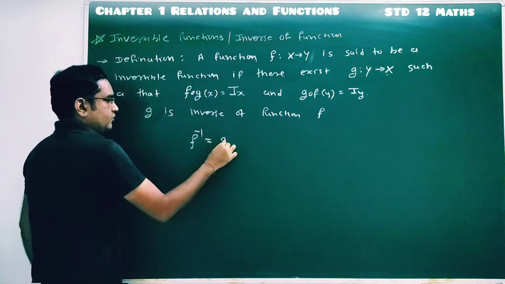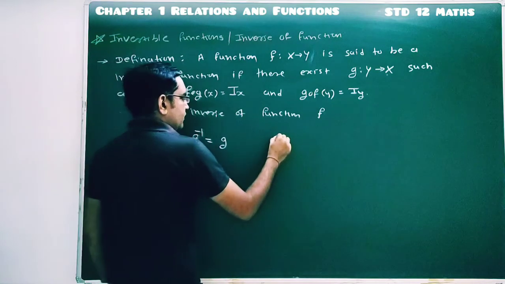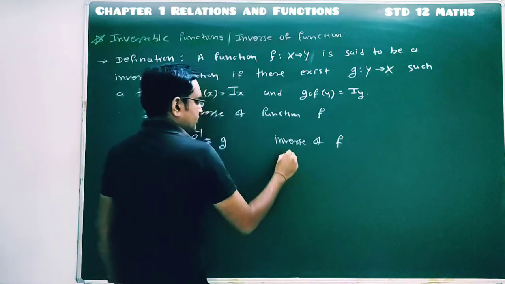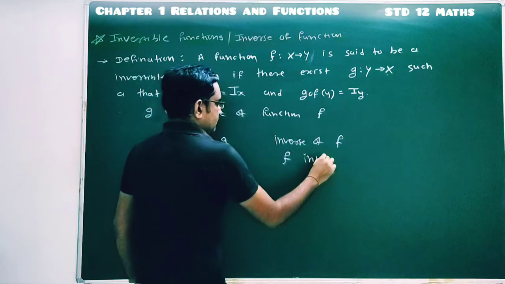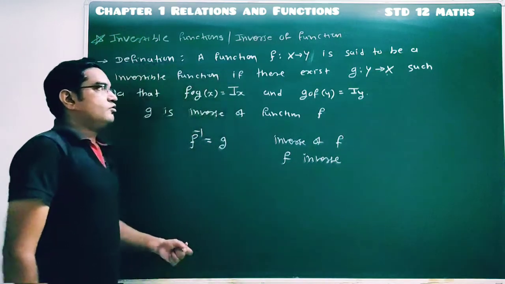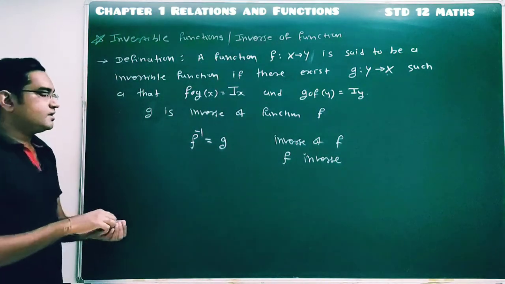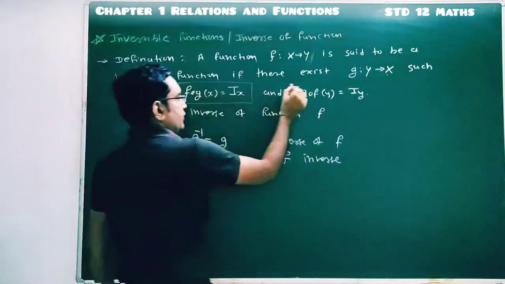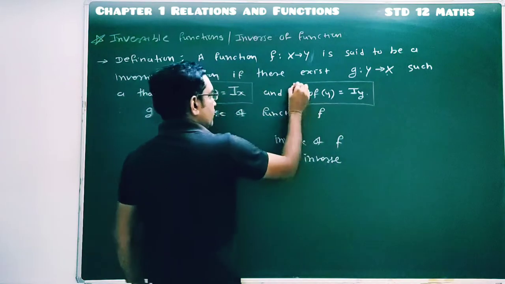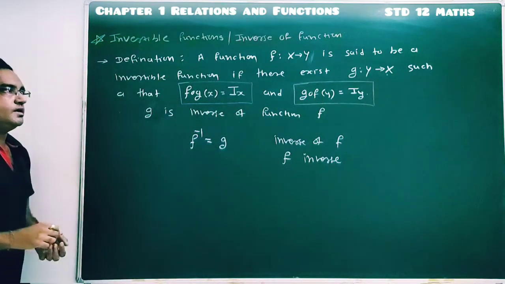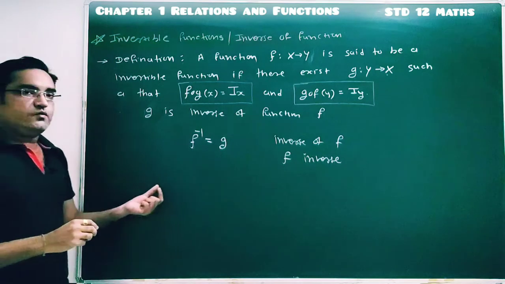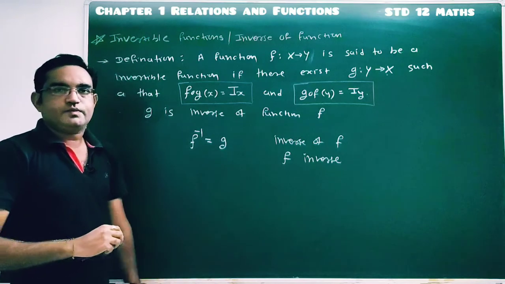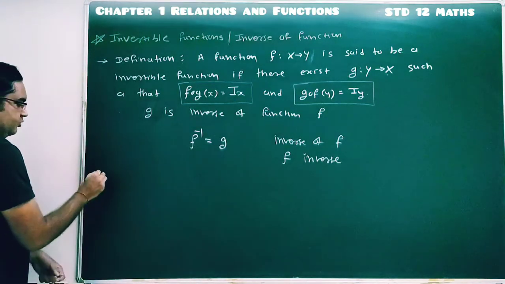So that function g is known as the inverse of function f, which can be written as f inverse equal to g. We will read this as inverse of f or f inverse. If these conditions are satisfied, we can say f is an invertible function, which means the inverse of function f exists. Clear?